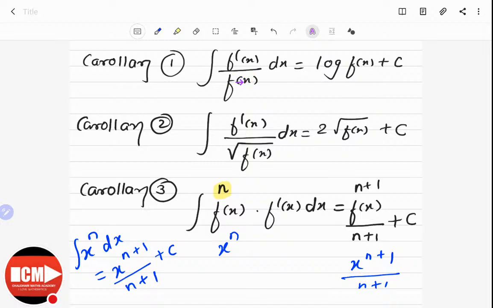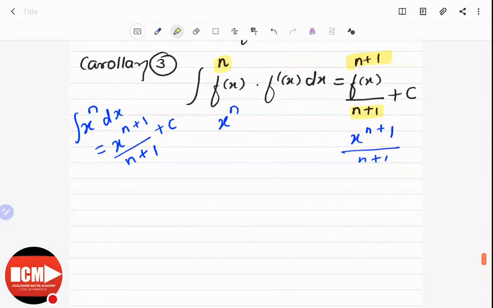So this is f of x and this is its derivative. If you observe, this one is a function, this is its derivative. As far as this corollary is concerned, this is the function and its derivative is immediately present in the product. And this n is the index of that function, or power to this function. So here I am giving you a simple trick or simple hint. Treat it as x raised to n. So friends, what is the integration of x raised to n? It's x raised to n plus 1 upon n plus 1. This is the way that you can remember this corollary.